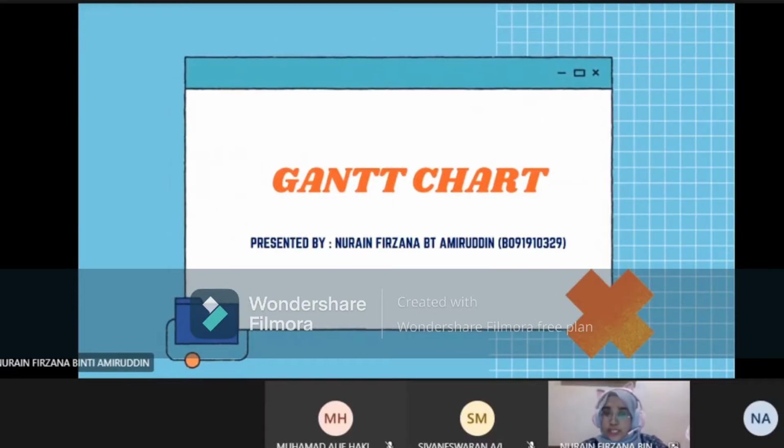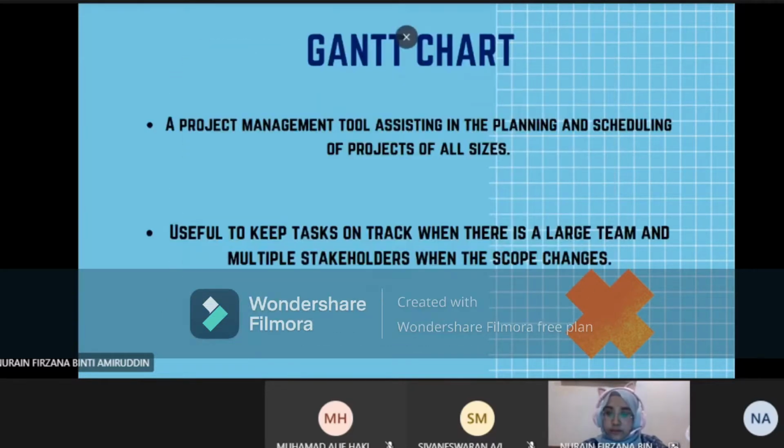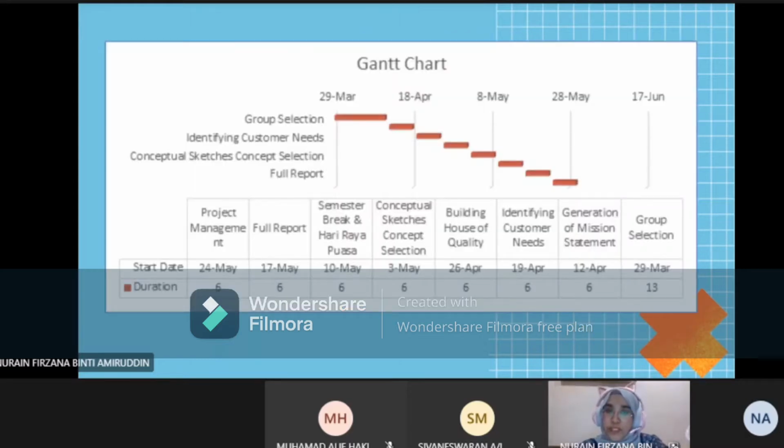Hello, my name is Anna. Today I will be presenting about the Gantt chart. The Gantt chart is a project management tool assisting in the planning and scheduling of projects of all sizes. It is useful to keep tasks on track when there is a large team and multiple stakeholders, when the scopes change. So, the Gantt chart began from the group selection.